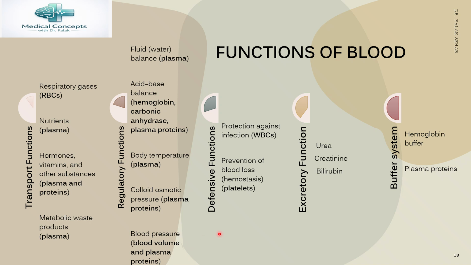Regarding defensive function, as we have just discussed, it provides protection against infections with the help of white blood cells, and prevention of blood loss with the help of platelets. Excretory function: blood is responsible for the removal of urea, creatinine, and bilirubin. And then the buffer system, it includes hemoglobin as the most important buffer and the plasma proteins. So this is all about the major functions of the blood.